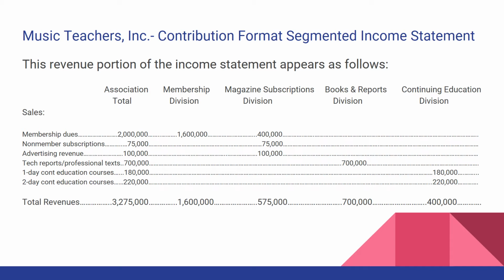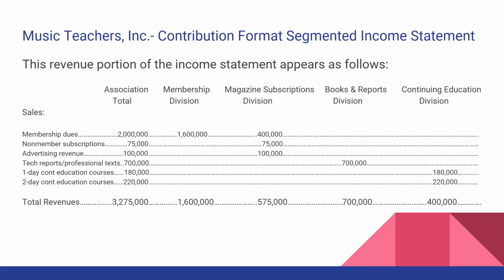Then we're going to move on to the two different courses that are offered. For the one-day continuing education courses, the data mentioned that the cost is $75 each, and it was attended by 2,400 students. If we multiply those two figures, we get 180,000. That will be allocated to the continuing education division. For the two-day continuing education courses, the data mentioned that it was $125 per student, and there were 1,760 students that attended the two-day course.